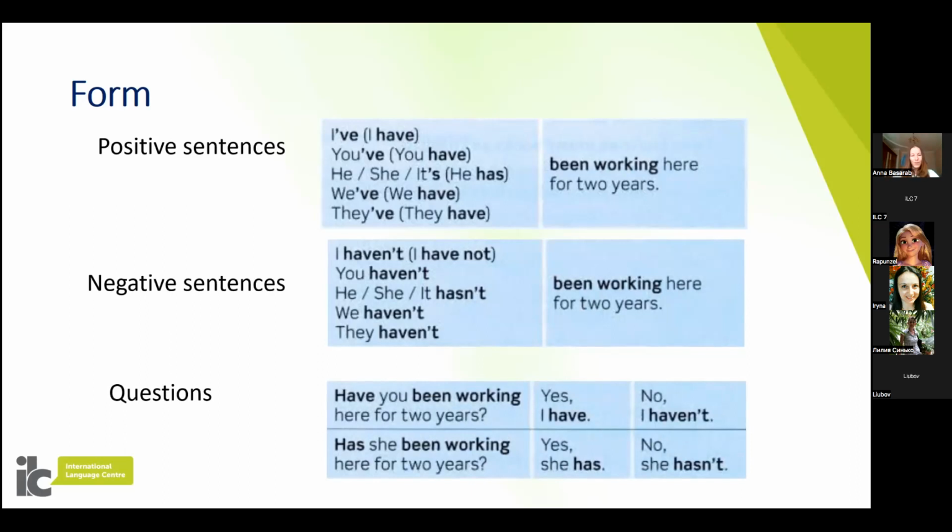For short answers, usually we use yes, I or you, we, they have. For negatives, no, I, you, we, they haven't. If it's he, she, yes, he, she, it has. No, he, she, it hasn't.